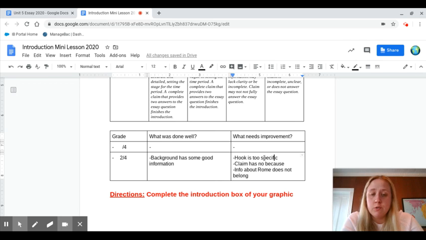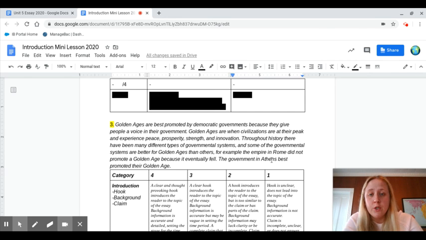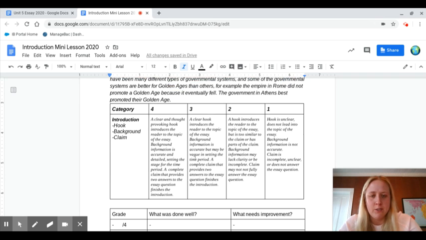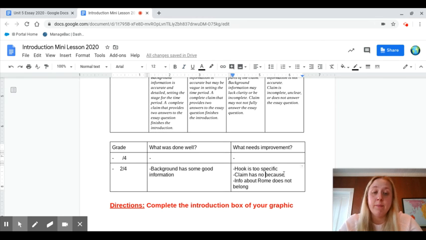The hook is too specific, right? Remember, your hook, this first sentence, we shouldn't know which civilization you chose there. So by saying democratic, we already know that they're choosing Athens. We don't want to know that yet. We shouldn't know that until the background information. The claim has no because, right? That's a big one here.